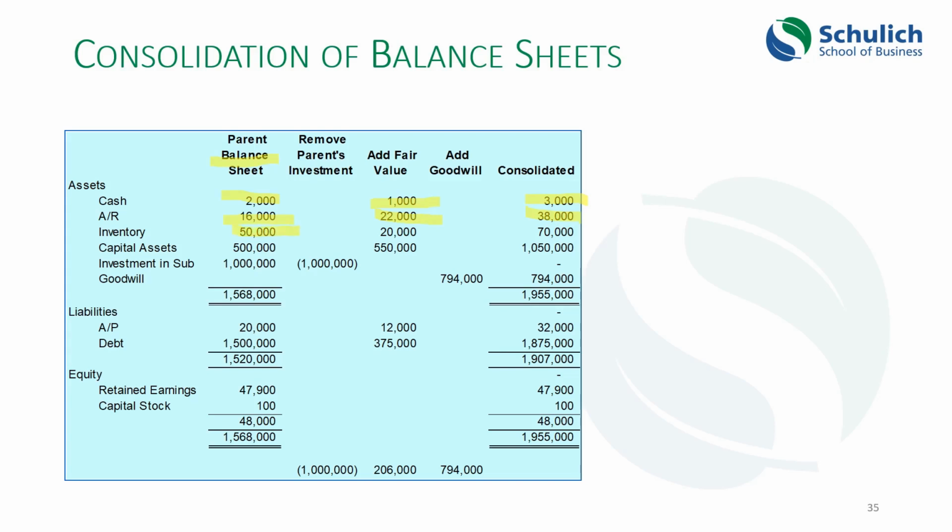Same thing for the inventory. You figure out what the fair value of the inventory is, and you add it together. And the capital assets and the fair value of the subsidiary's assets, add those together. Do the same thing for accounts payable and for the debt of the company, right? So the company might owe some money. You have to figure out the fair value of that by taking the present value of all the future payments and so forth. So all of these are consolidating the assets and liabilities on a line-by-line basis.